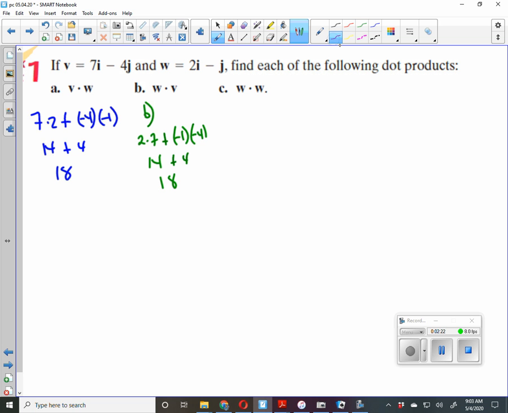All right, and then the last one, part C here, we're going to square the vector. It's W times W, which is 2 times 2 plus negative 1 times negative 1, or 4 plus 1, which is 5.